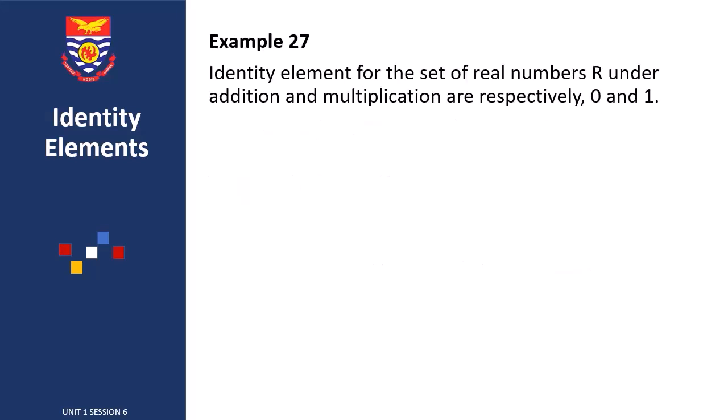Good. So let's look at example 27. Example 27. The identity elements for the set of real numbers R under addition and multiplication are respectively 0 and 1. Why do we say that?